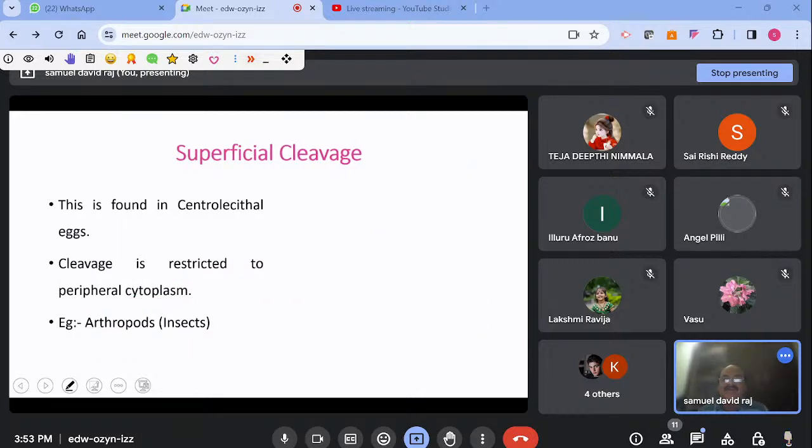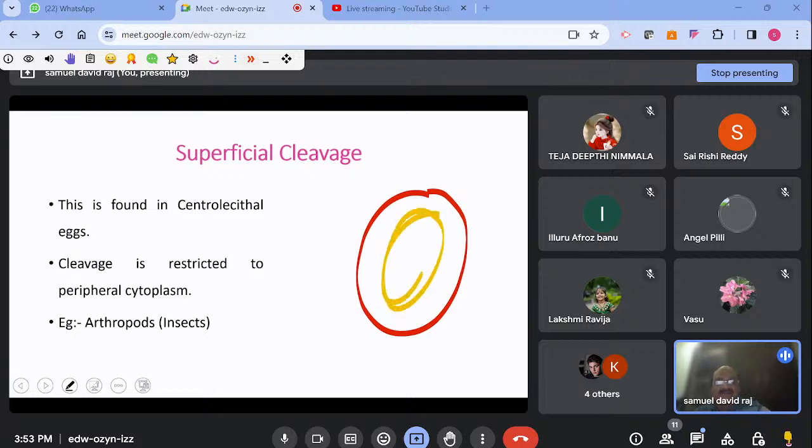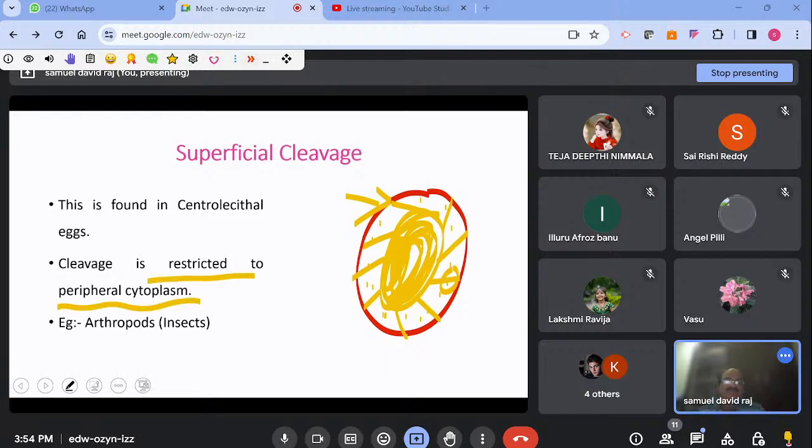And coming to the other one, that is superficial cleavage. This is found in only centrolecithal eggs. We know insect eggs contain yolk at the center, and the active cytoplasm is present towards the periphery where the nucleus is present. So all the divisions are restricted to the active cytoplasm only, and thus it is superficial. Cleavage is restricted to peripheral cytoplasm, hence it is called a superficial cleavage, exemplified by arthropods and insects.